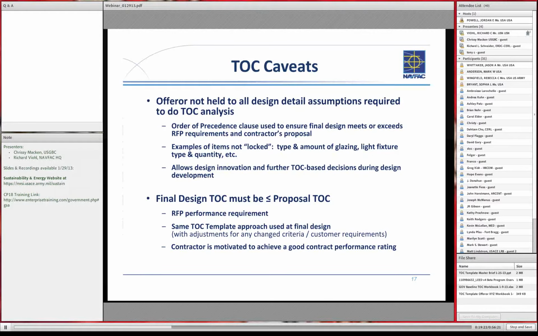One thing I should mention is that we're well aware that we are asking the offerors to do a little more design up front in order to be able to figure out this information and to provide it. We recognize that. There was a lot of discussion with industry on this, but not all the detailed design assumptions that go into this analysis are going to be held through the final design. What is going to be held is that the final design TOC for the winner must be equal to or less than the proposal TOC. And so we will have that analysis done again.